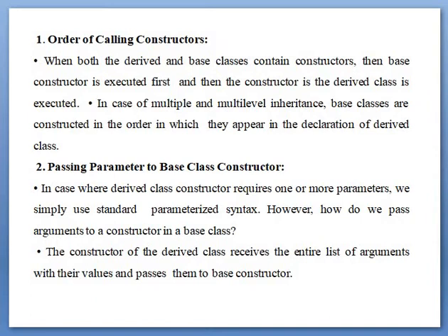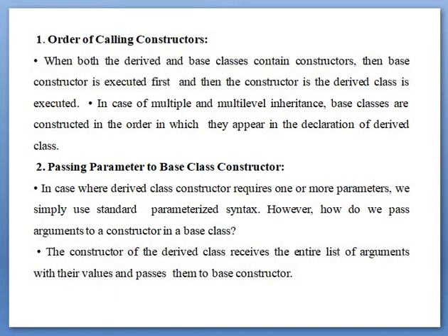In the case of multiple and multilevel inheritance, base classes are constructed in the order in which they appear in the declaration of the derived class. So when we call the constructor, first the constructor of the base class will be executed, and then the constructor of the derived class is executed.